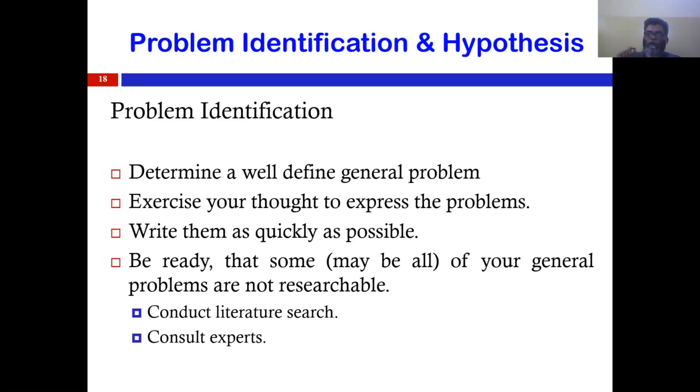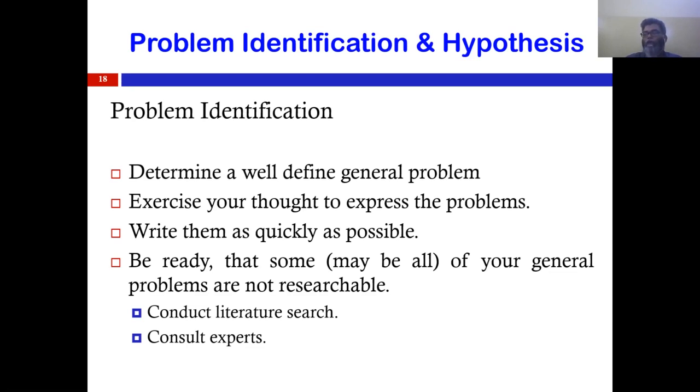So, problem identification. Whatever problem you are going to find, that problem should have some value, or it should have some weightage. Sometimes the problem which you are making may not be researchable. Why? Because it would not have any impact on the scientific field. So determine a well-defined general problem, exercise your thoughts to express the problems, write them as quickly as possible, be ready that some of your general problems are not researchable, and conduct a literature review.